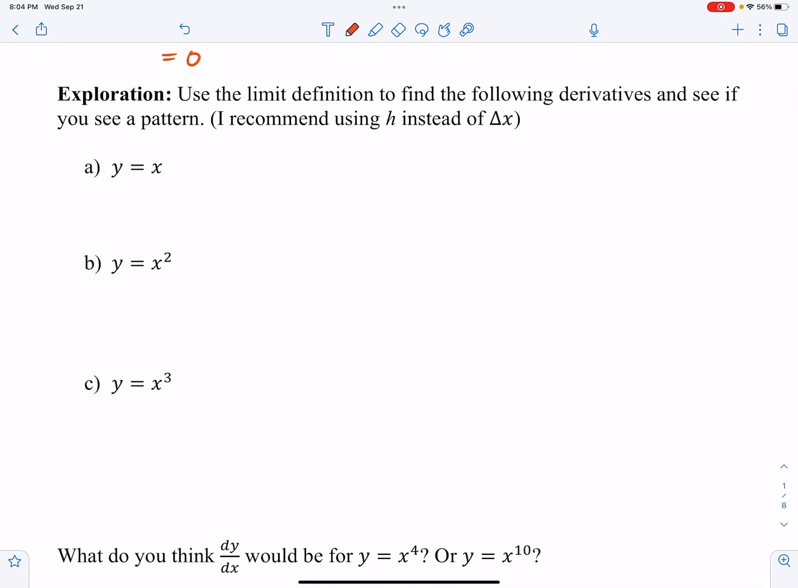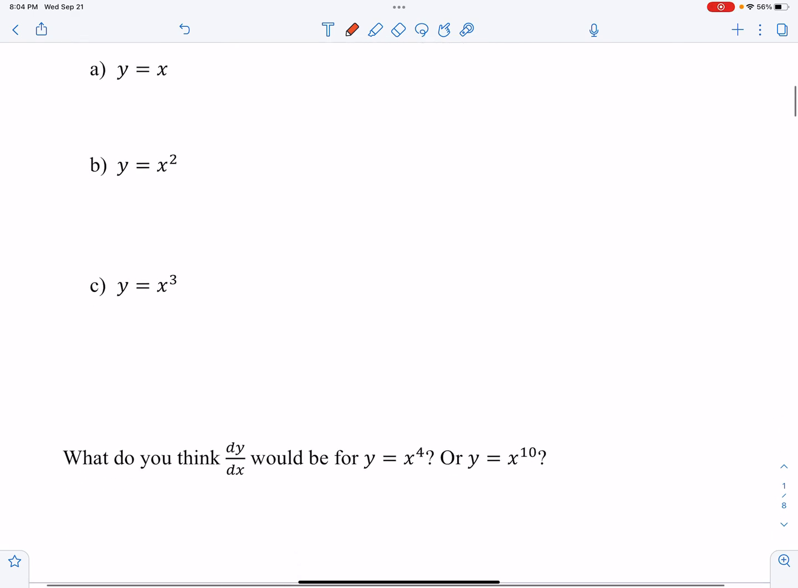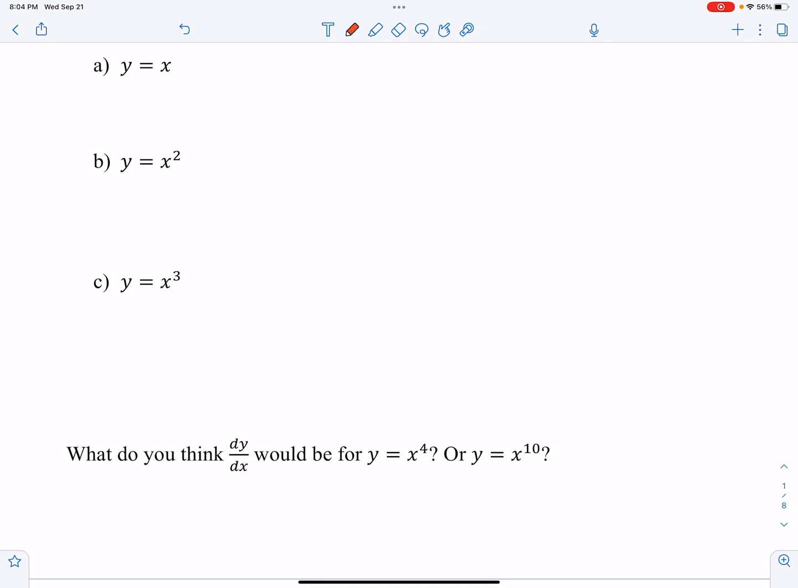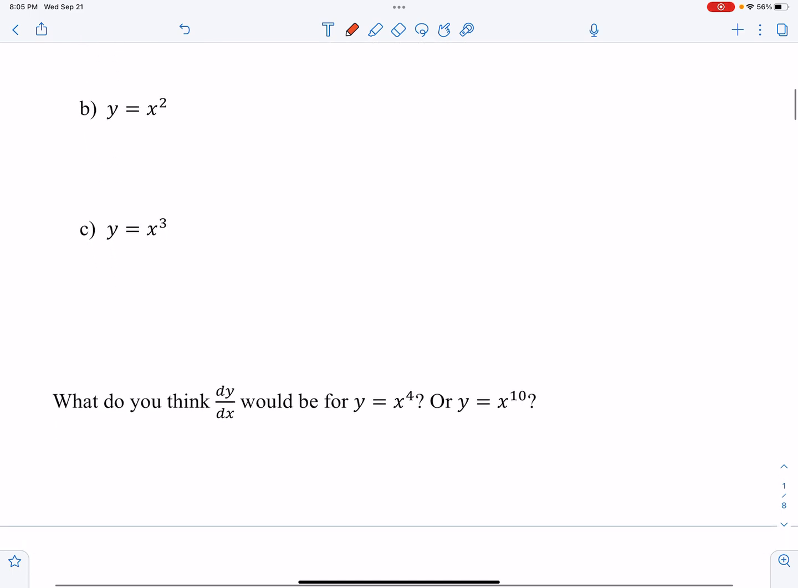Now, you can pause this video and do the exploration. Use the limit definition in order to find the derivative of y equals x, and y equals x squared, and y equals x cubed. And then you can take a guess at what the derivative of y equals x to the 4th would be, or y equals x to the 10th would be, without using the limit definition. So pause the video right now. Use the limit definition to find the derivatives, or at least do y equals x and y equals x squared and see what you get. And then see if you see the pattern before you go to the next page. So pause.